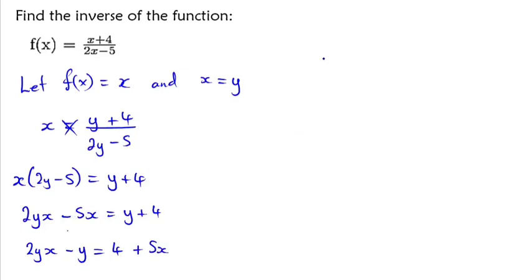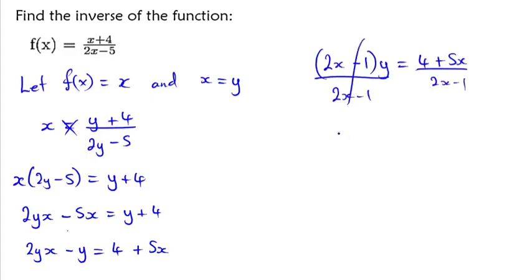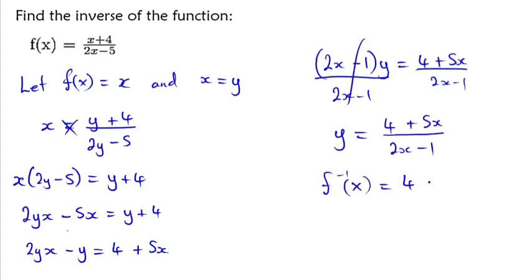So if I factor out y on the left hand side, we'll say 2x minus 1. We factor out the y, and this is equal to 4 plus 5x. So divide both sides by 2x minus 1. So this cancels, leaving us with y is equal to 4 plus 5x divided by 2x minus 1. So now it's this y that actually becomes the inverse of x, which is equal to 4 plus 5x divided by 2x minus 1, like that. So there you have it. This is the inverse.